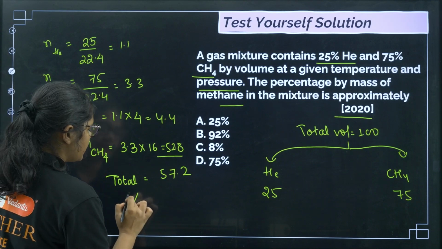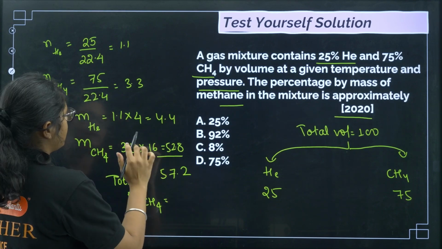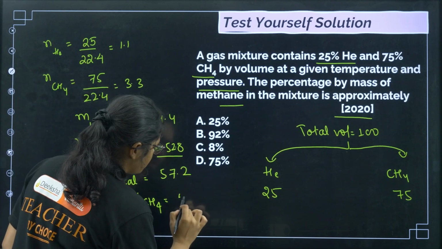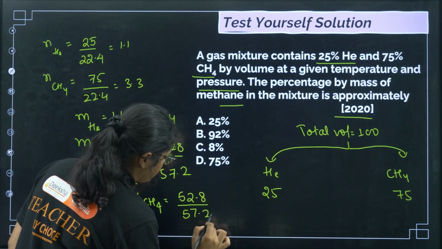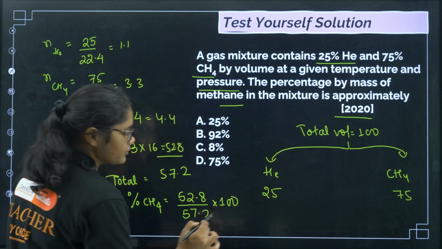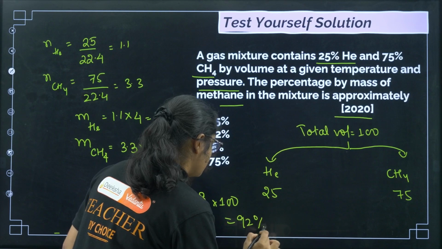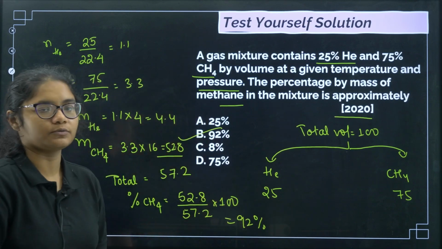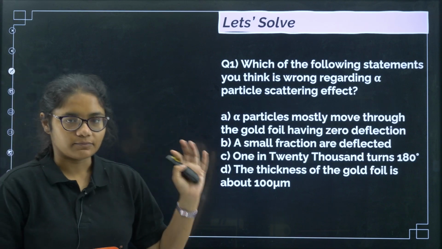So what is the percentage of methane here? The mass of methane is 52.8, so 52.8 by 57.2 into 100. If you calculate this, we will get around 92%. So the correct answer for this question will be option B. Next, we will solve questions from today's lecture.